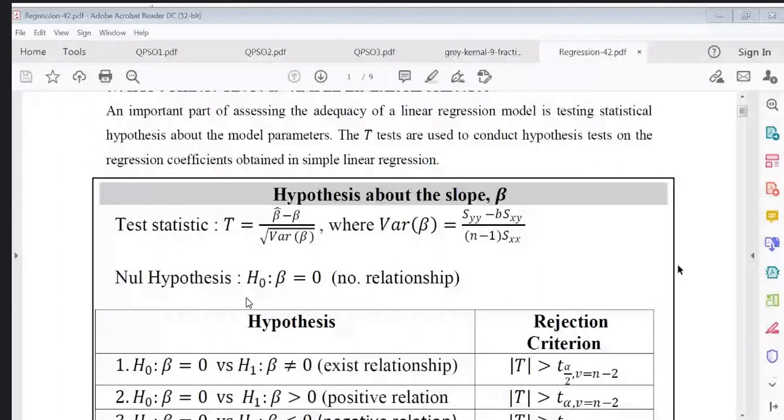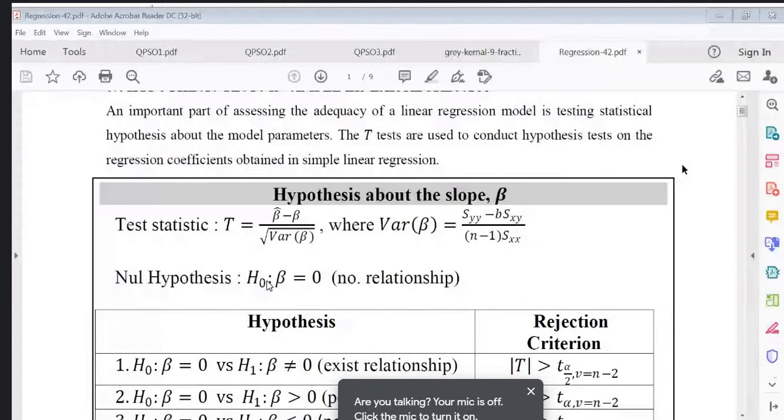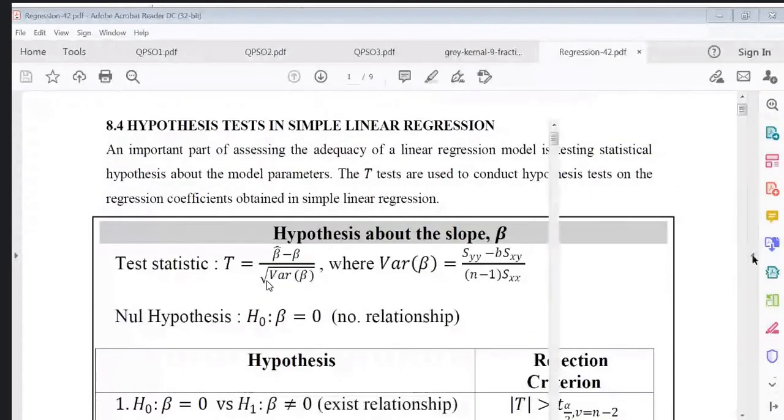Linear regression, the values A and B, after that define the value of R, right? R is correlation. Today, the important thing in linear regression is the test in a simple linear regression. We must test the slope. We want to test the slope, whether there exists a relationship or not.